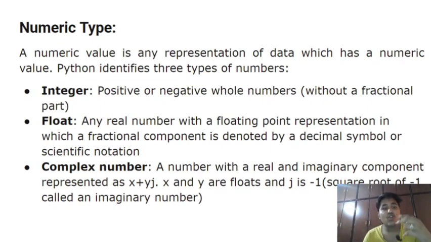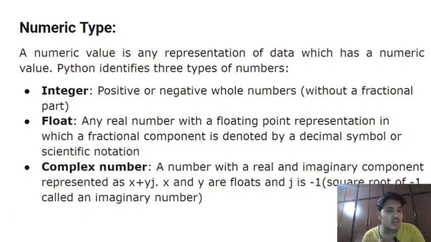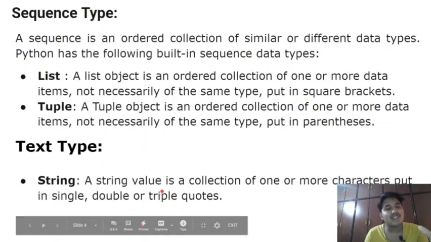Is that clear? Float can be represented in two ways: one using the decimal symbol, and the second using scientific notation. Scientific notation means we use e to represent it. The third one is the complex number. From childhood, from schooling onwards, we have learned that a complex number is in the form a plus bi. Yes or no? In Python also we use complex numbers. We have one predefined data type called complex, which has both a real part and an imaginary part, and it is represented as x plus yj. This is about complex numbers.